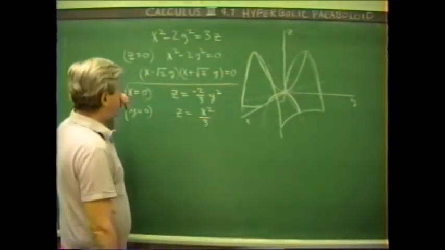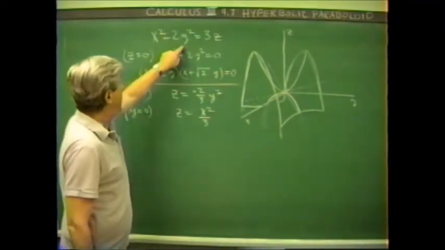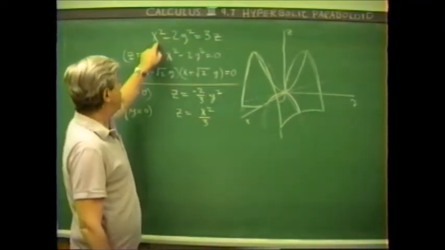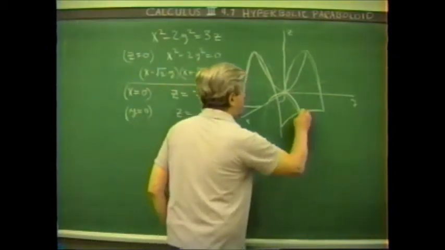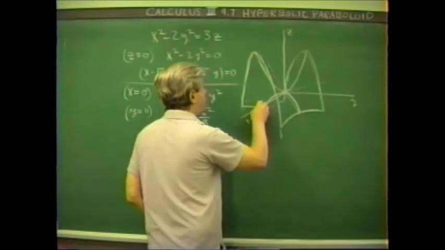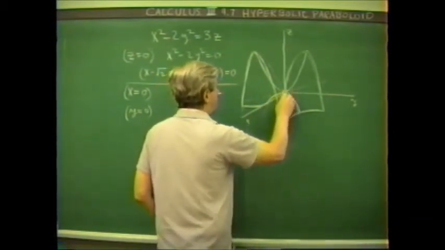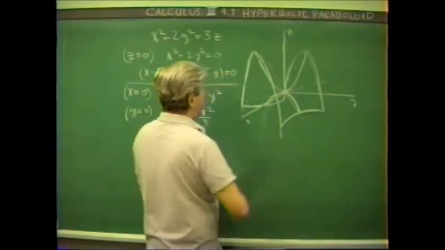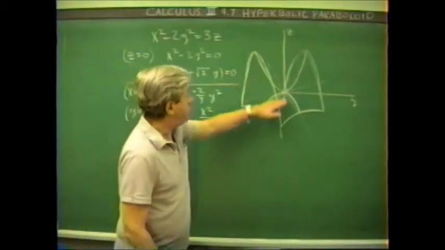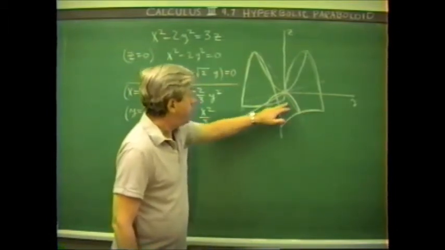Now, if we fix a particular value of z, you notice that, except for z equal to 0, what we've got is a hyperbola. So this right here, for example, and the other part of it over here, are the cross section for z equal to a particular constant, and they form a hyperbola.